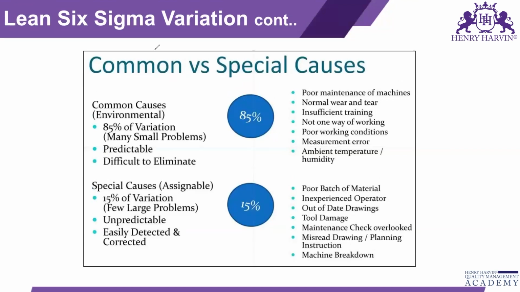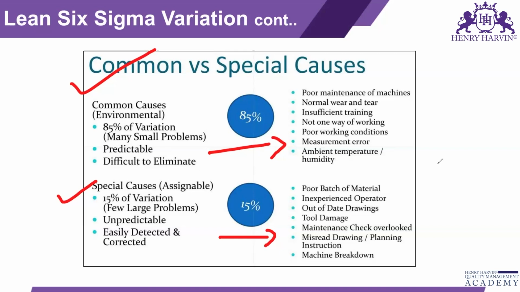I'll say this: one person will take the common cause, one person will take the special cause. Common cause is environmental, 85% of variations. That is many small problems, predictable, difficult to eliminate. Some examples are poor maintenance of machines, normal wear and tear, insufficient training, not one way of working, poor working conditions, measurement errors, ambient temperature or humidity.